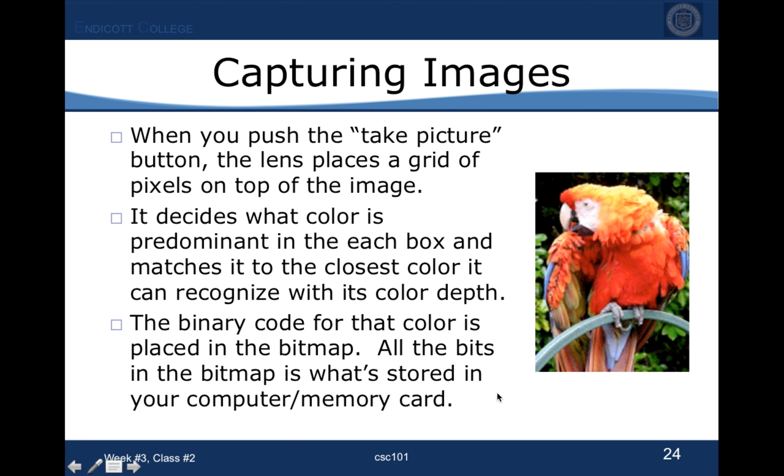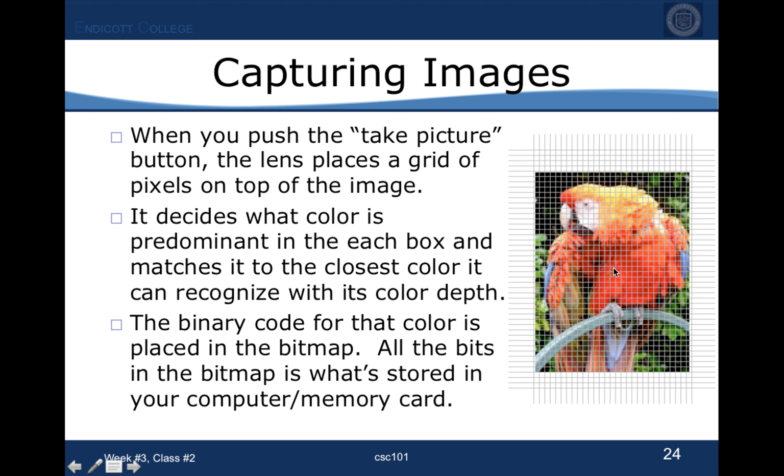So let me give you a little animation of that, right? So here's our friend sitting on a branch. And when you push the take picture button, whatever that might be, on your camera or on your phone, what happens? The first thing that happens is that you get a grid. This is the resolution, right? I don't know how many little boxes are in our friend here, but of the hundreds in this image, it gets subdivided, right? And it says, all right, in each of these boxes on my grid, I'm going to try to decide what is the predominant color in each box.